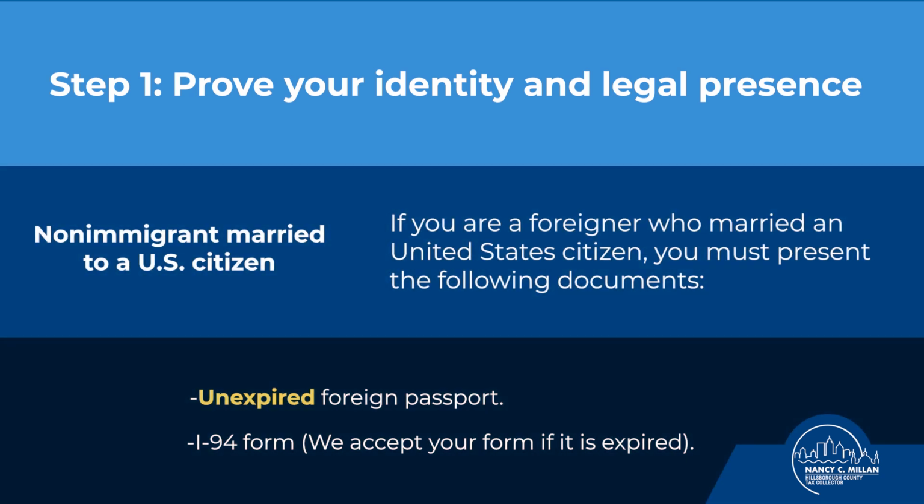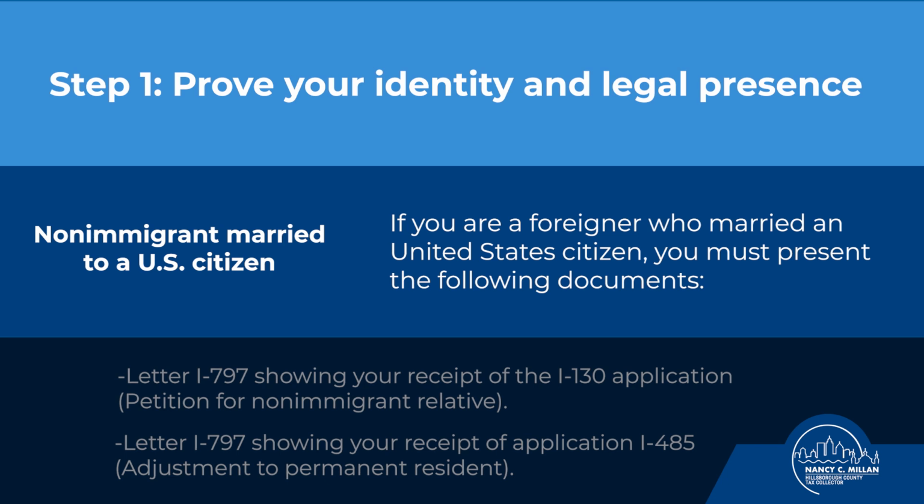Non-immigrant married to a U.S. citizen. If you are a foreigner who married a United States citizen, you must present the following documents: an unexpired foreign passport, I-94 form. We accept your form if it is expired. A letter I-797 showing your receipt of the I-130 application.